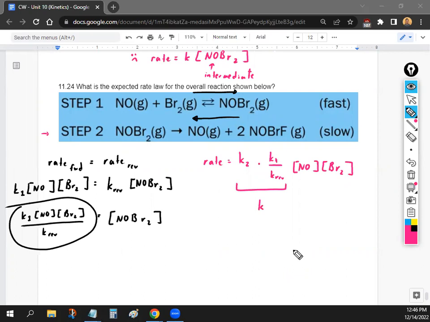Any other questions? Okay, guys, congratulations. That is unit 10. That is kinetics. We are all done with that unit. Woohoo!